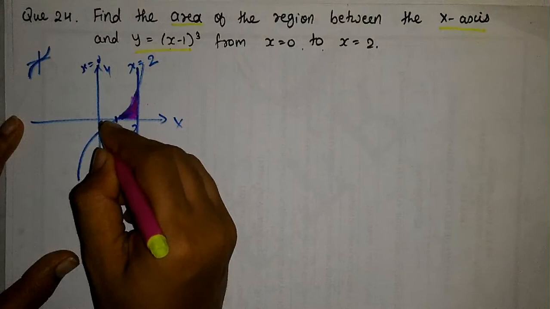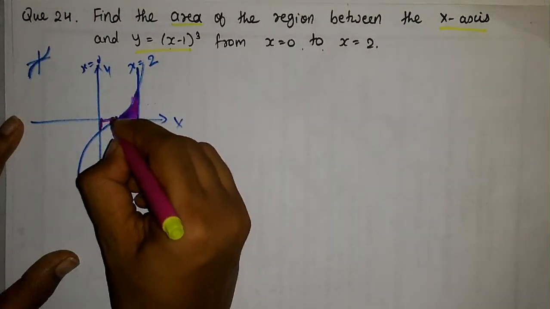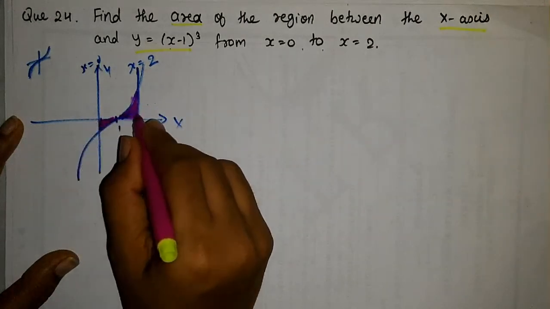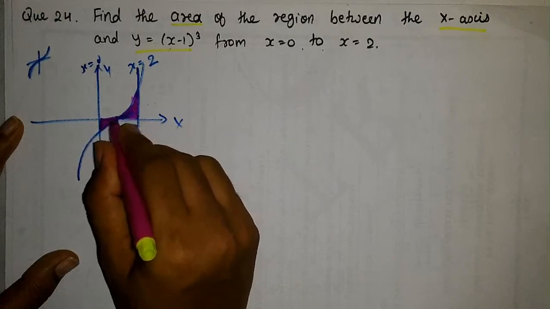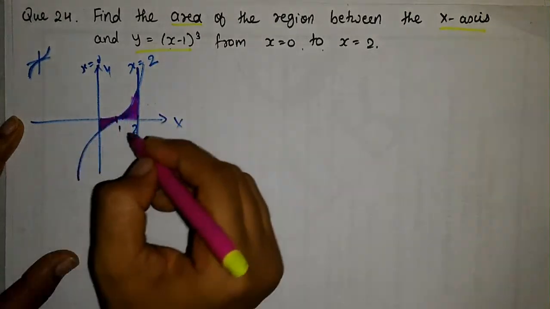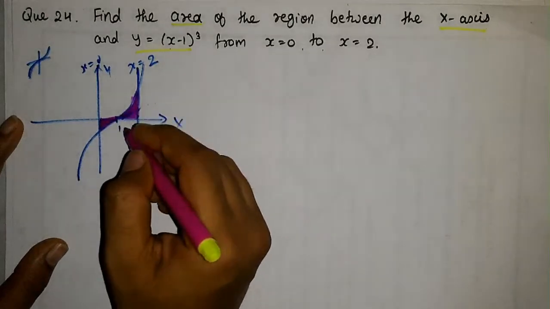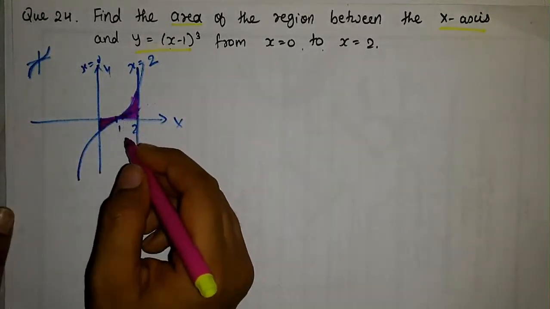It's also given x is equal to 0. This is also area, bounded between x is equal to 0, x is equal to 2 and the x-axis. So don't make a mistake in identifying the area. We have to find both of these areas. So let's solve the question.